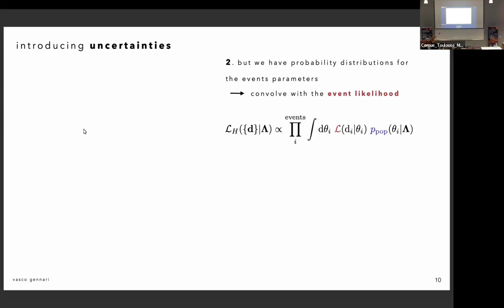So the way in which the hierarchical likelihood is modified is that now, instead of having the direct product of the population distribution evaluated on the single events, you have to marginalize over the unknown true parameters of the events. And this is done by convolving with the likelihood of the single events, which by definition gives you the probability of the data given the parameters. So you have to go through this integral here for all the events that you have in the catalog.